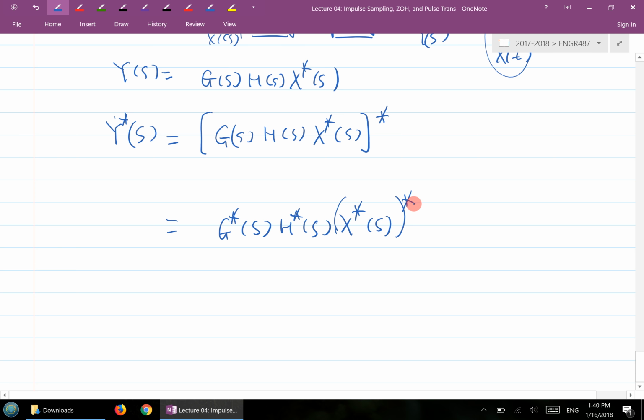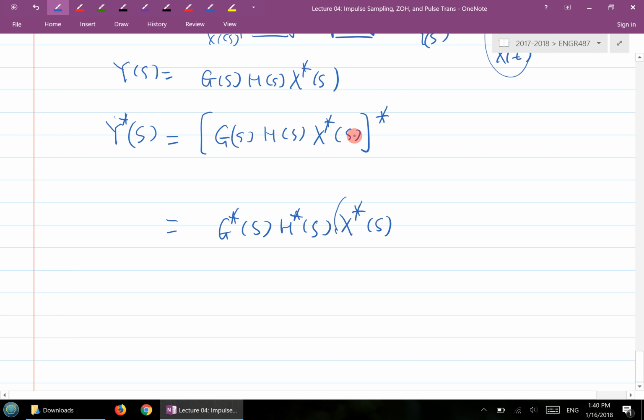Yeah. So star is already starred, and if you take another star, it doesn't change at all. So this one here is still X star of S. But this is a mistake. This is a very common mistake here. The operation doesn't really work like this.